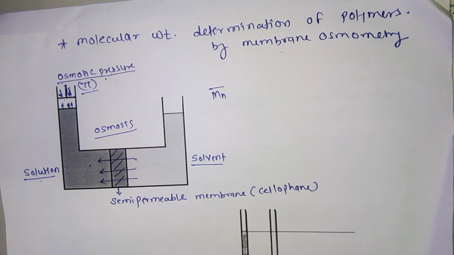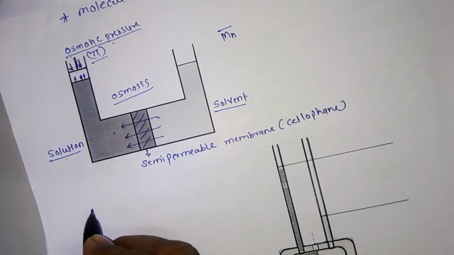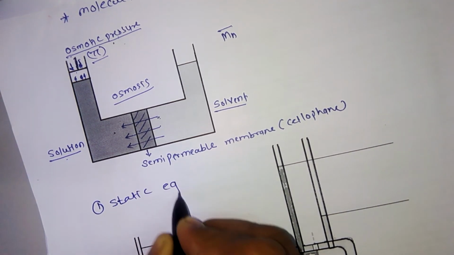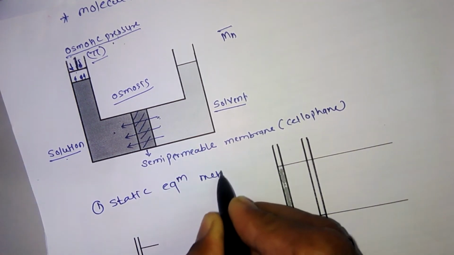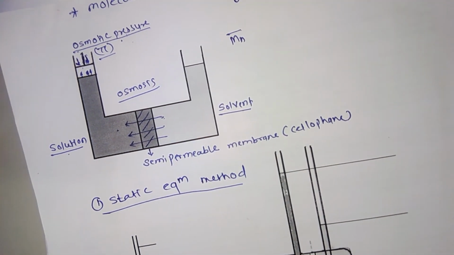There are two different types of these techniques. First is the static equilibrium method.